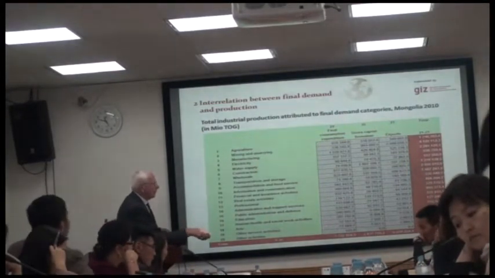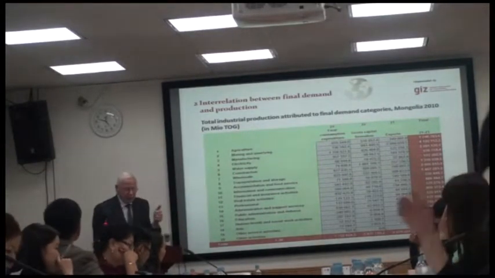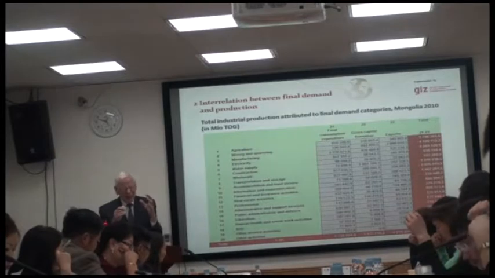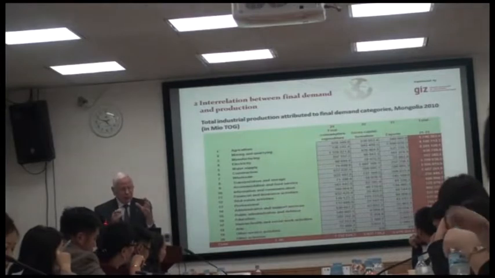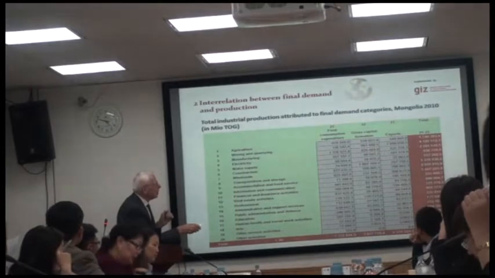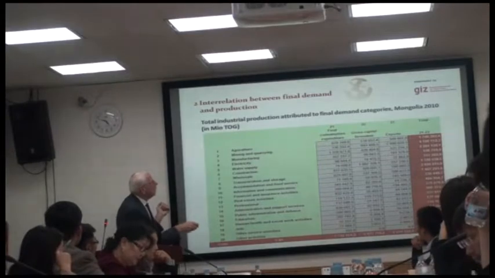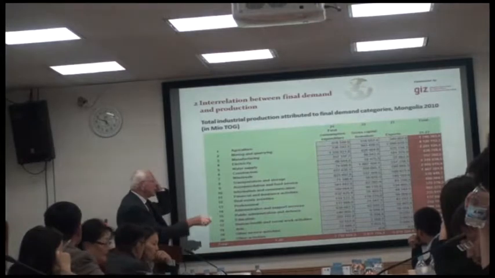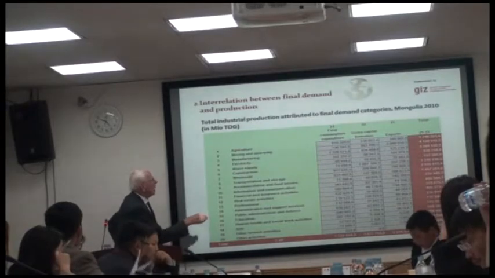So I believe it is again the first computation where they are using the inverse, making a diagnostic approach. You multiply the inverse with the final use and you get the total industrial production. The total industrial production is this one, because you can also say total output, attributed to final demand categories in Mongolia 2010. So these all together build up total output, and in the basic table, these data are lower.